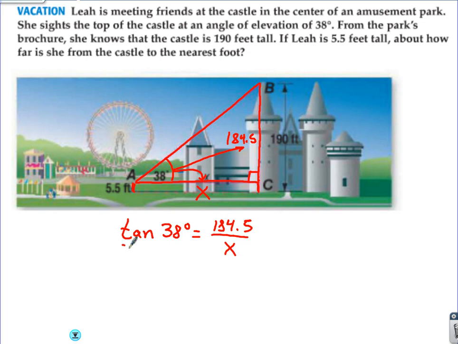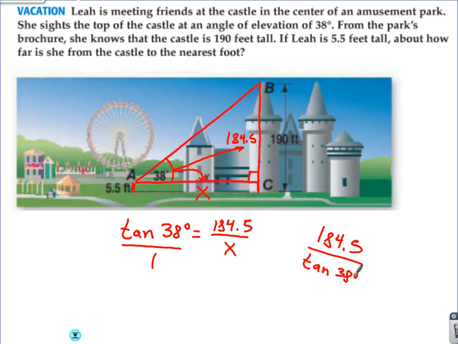The x is on bottom, so I would put a 1 on bottom as well and solve it like a proportion. Tell me, Hunter, even if you don't have a calculator there, how would you type that into your calculator? How would you solve that proportion? What two things do you multiply together? 1. Good. And you're going to get 184.5, right? And then what do you do with that leftover number? Put it on bottom. Divided by the tan of 38. So in your calculator, you would type that in as 184.5 divided by the tangent of 38.